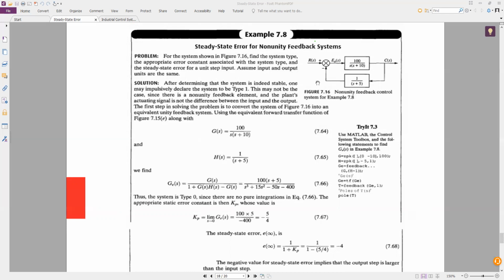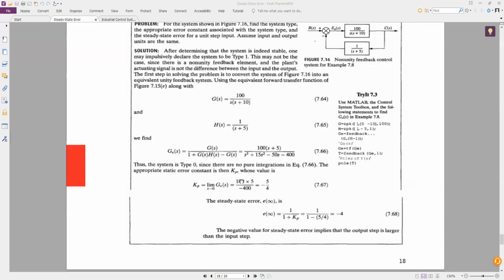So first of all, that is G(s) and that is H(s). And what will be the total value? G(s) divided by 1 plus G(s)H(s), minus G(s). That comes from the formula. Now put the values, do the calculation, then you will get 100(s plus 5) divided by s cubed plus 15s squared minus 50s minus 40. Now you have to find the values of Kp, Kv, Ka, all three.